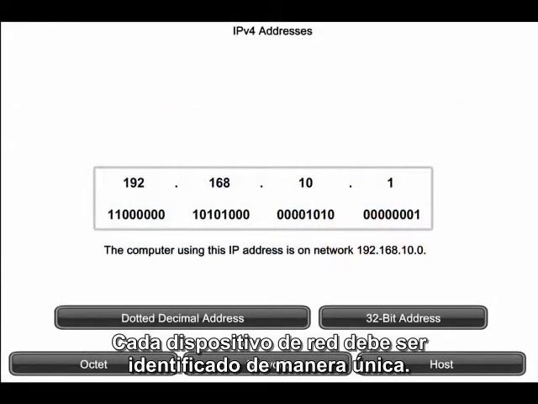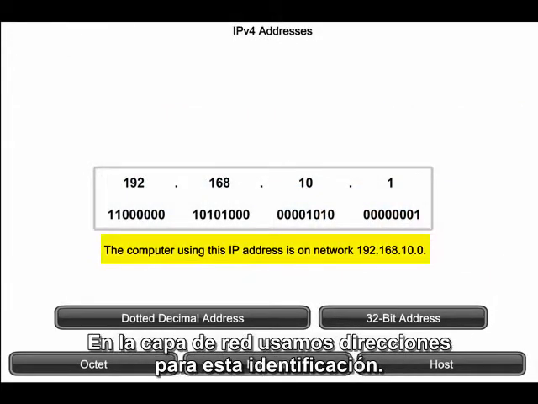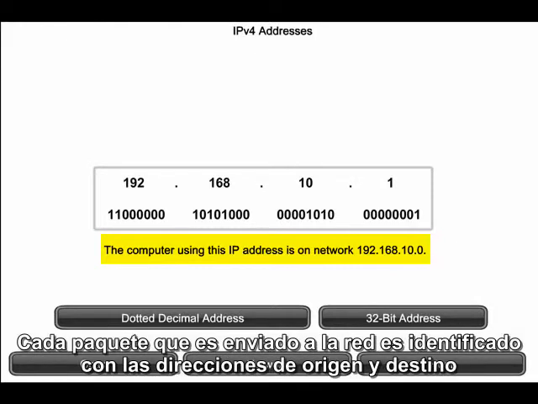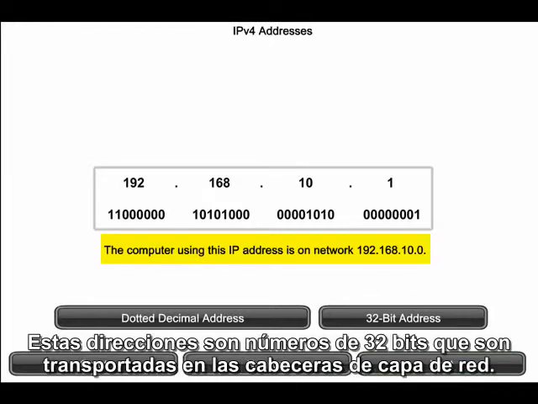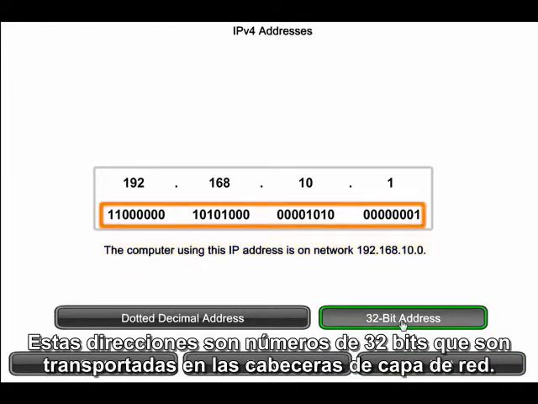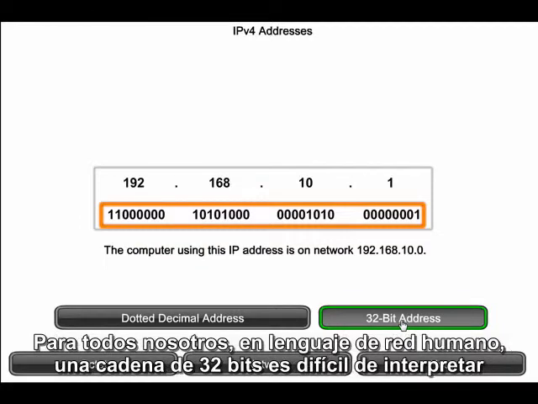Each device on a network must be uniquely identified. At the network layer, we use IP addresses for this identification. Each packet that is sent onto the network is identified with the source and destination addresses of the two end devices. These addresses are 32 bits in length and are carried in the network layer header.